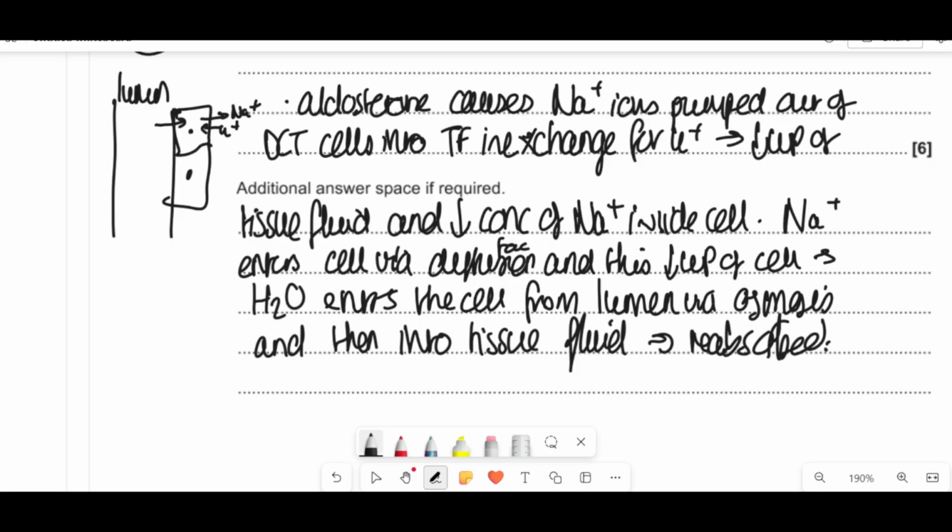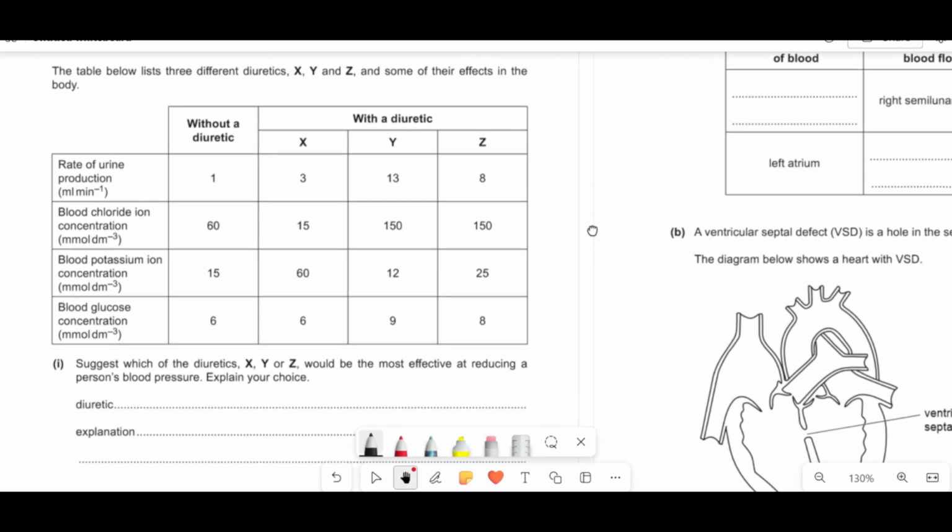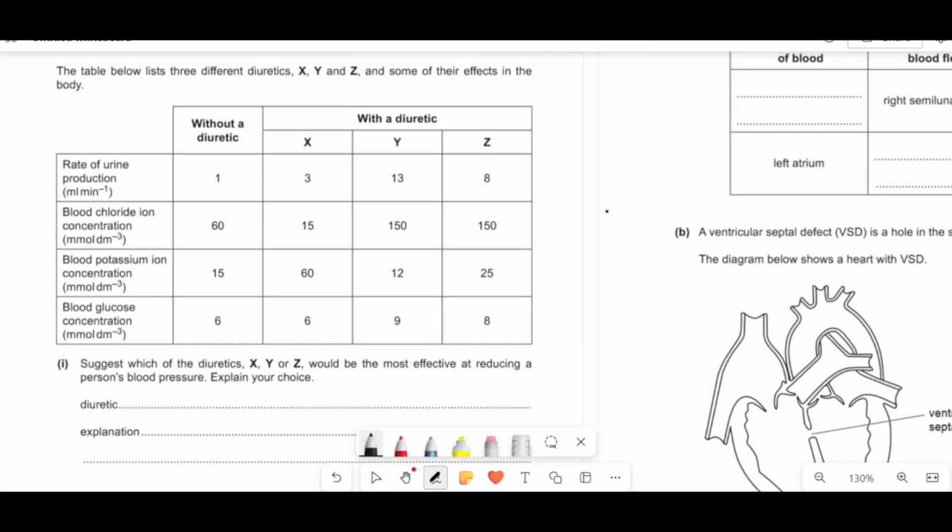There you go. So diuretics are drugs that decrease the reabsorption of water into the blood from the kidney. They can change the concentration of ions and other molecules in the blood. Some diuretics are used to treat high blood pressure, and here are 3 different diuretics, X, Y, and Z, and some of their effects in the body.